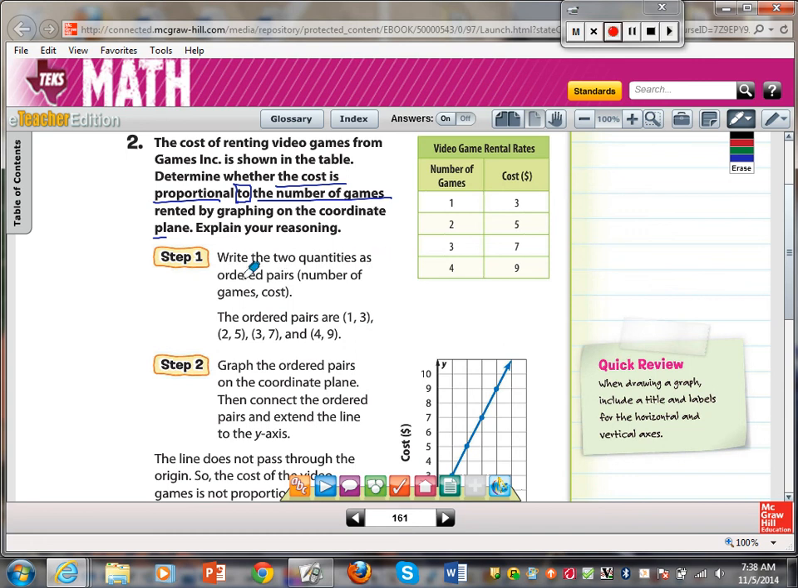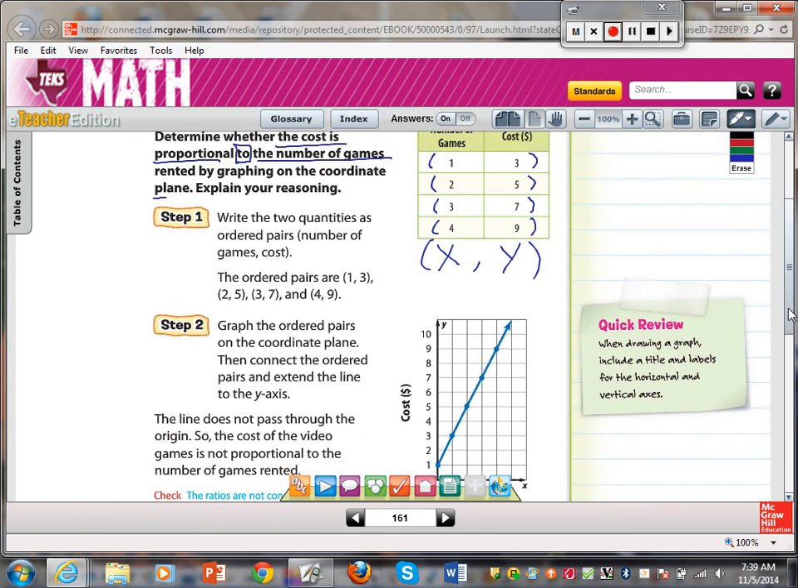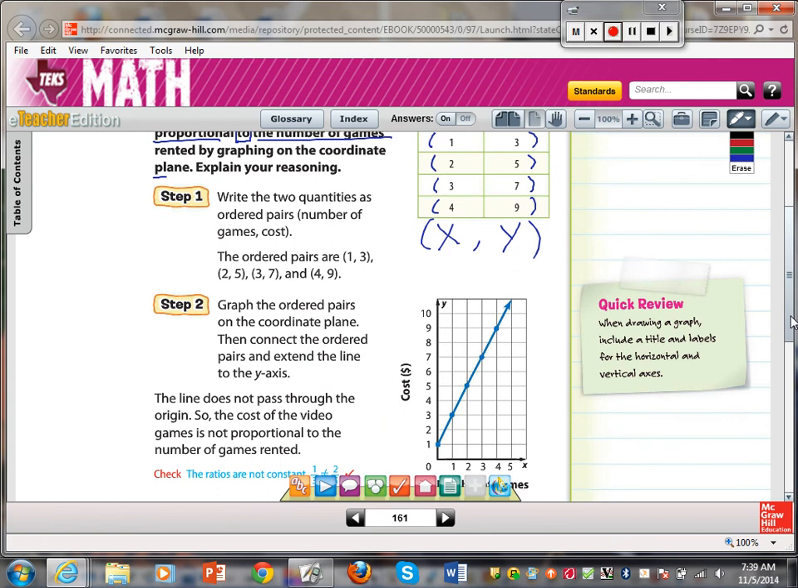Write the two quantities as ordered pairs. Number of games over the cost. So the number of games here, we can turn these into coordinate pairs or ordered pairs like you learned yesterday. That means that the first number is going to be your x coordinate and the second number is going to be your y coordinate to make things easier to graph. The ordered pairs are (1, 3), (2, 5), (3, 7), and (4, 9). So let's go ahead and graph that.